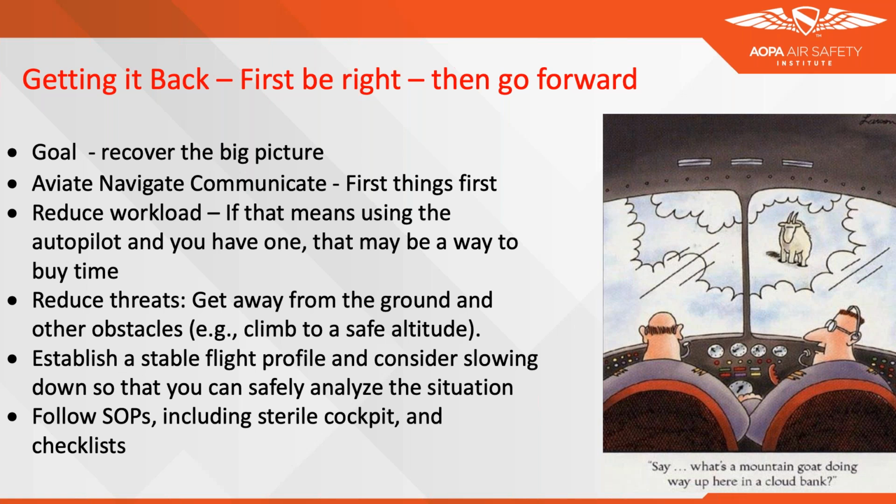We can reduce threats by getting away from the ground and any other obstacles, and that gives us more altitude and therefore more of a safety net. We need to establish a safe and stable flight profile and slow down. That way, we have more time to safely analyze the situation. If the problem has to do with altitude or heading, we fix it immediately. If we have to confess to someone, like we're on an instrument plan, do that when we have a minute. If we follow our SOPs, including our sterile cockpit and our checklists, those will help us identify the problem. As Gene Kranz said with Apollo 13, don't want to make it worse by guessing.